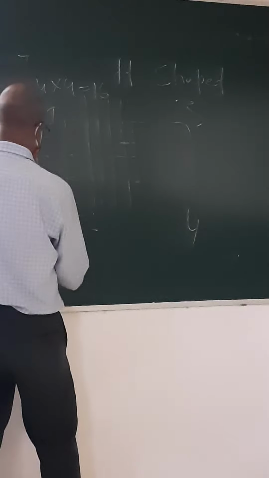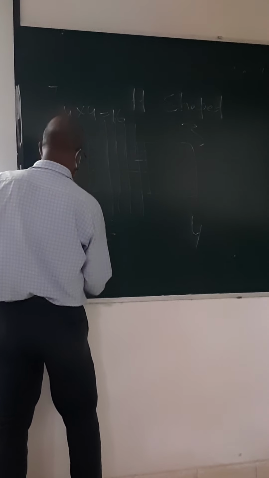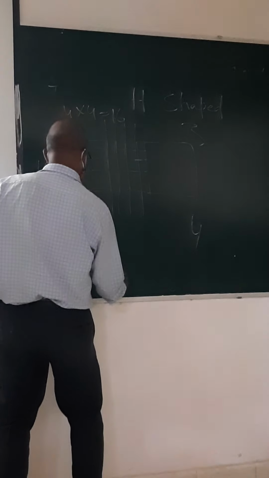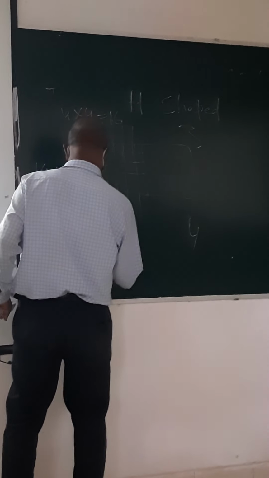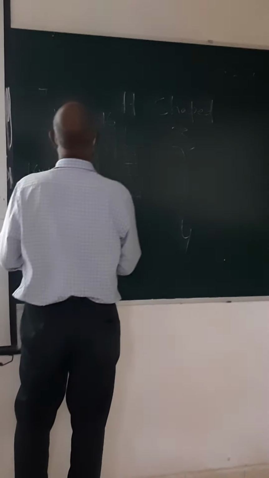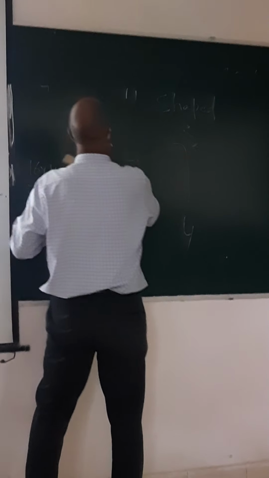Total count of WBC is equal to number of cells, area counted, into dilution factor. That is what?